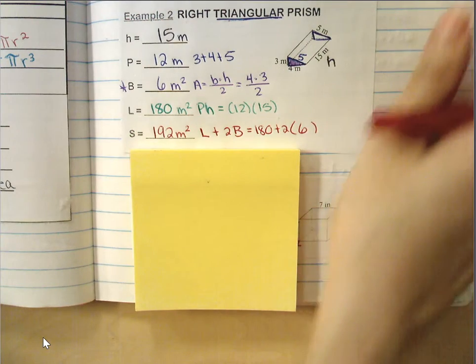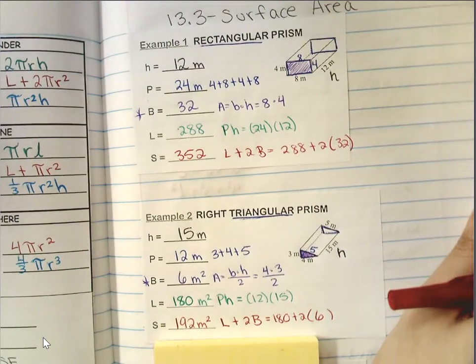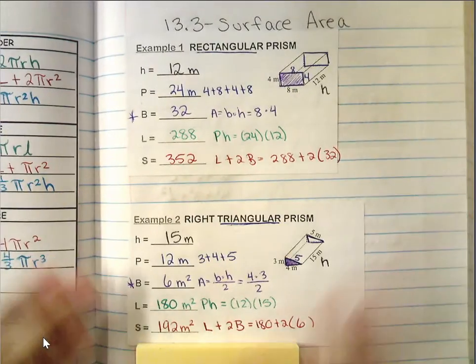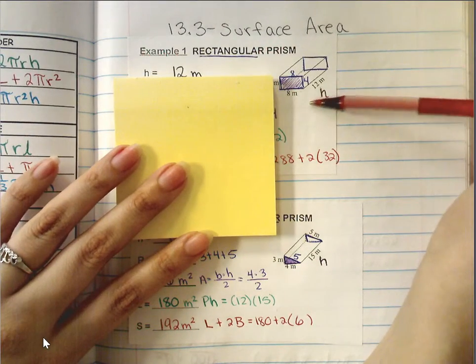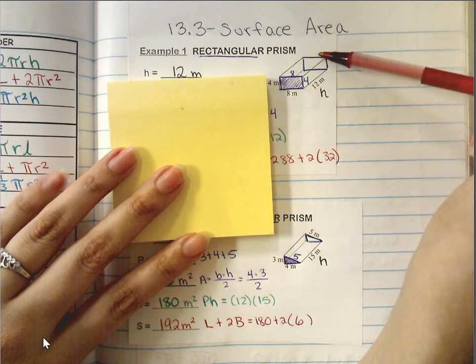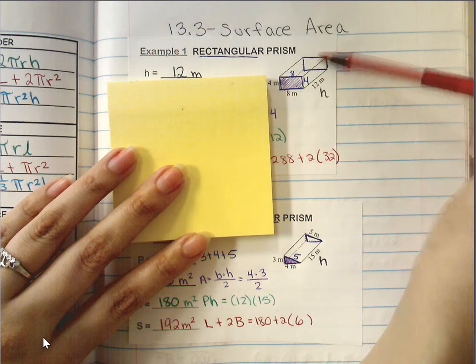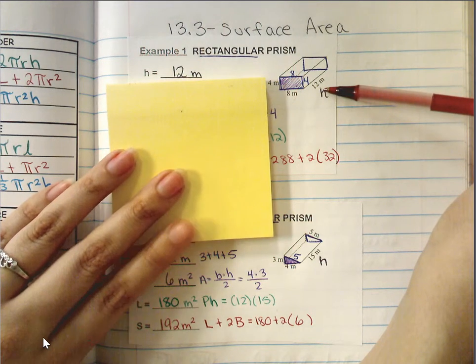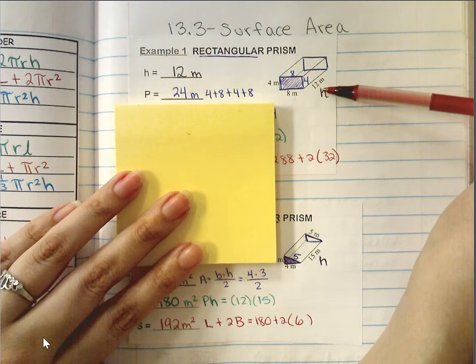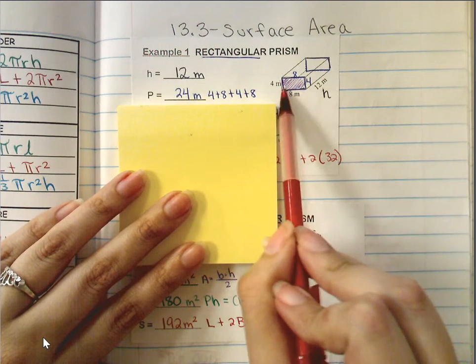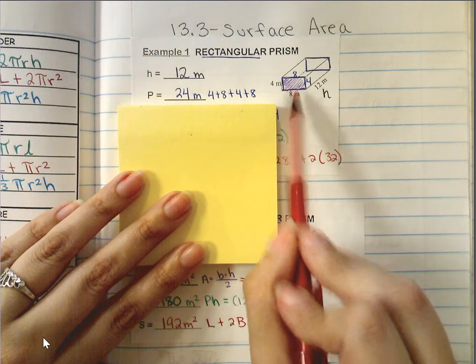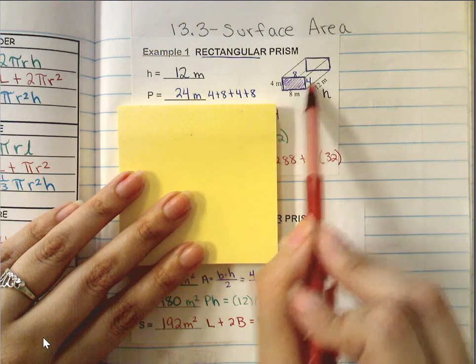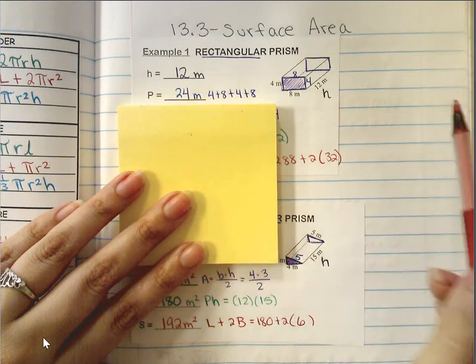Okay. Last example, example 1. I'm going backwards. It's a rectangular prism, and so again, the bases are the front and the back, so I outline those. The height is the distance between them, so that's 12. P is perimeter of my base, so I outline my base. All I had to do was add up all the sides. 4 plus 8 plus 4 plus 8, and I got 24.